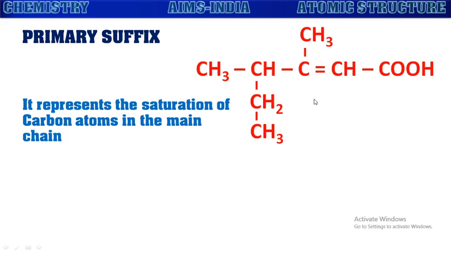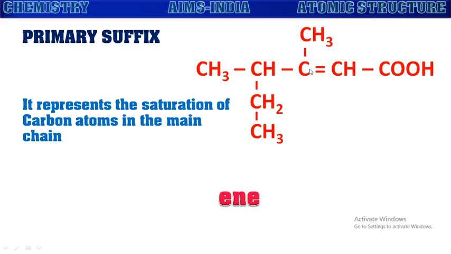This represents the primary suffix as ene. And at the same time, you have to mention the number of the carbon atom on which this double bond is present. For that, we have to number these carbon atoms existing in the main chain. Numbering also might be done in 2 ways, right to left or left to right. 2 possibilities are there. But the one we have to select is the one getting the lowest number for the carbon with a functional group. So numbering should be taken in such a way that the carbon atoms with the functional groups should get the lowest possible number.